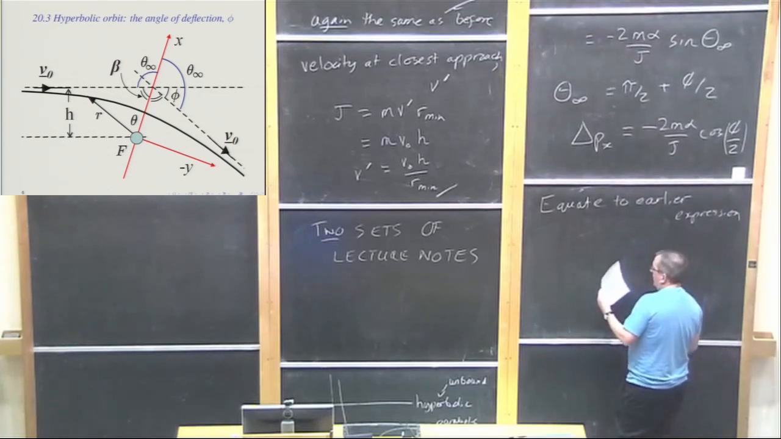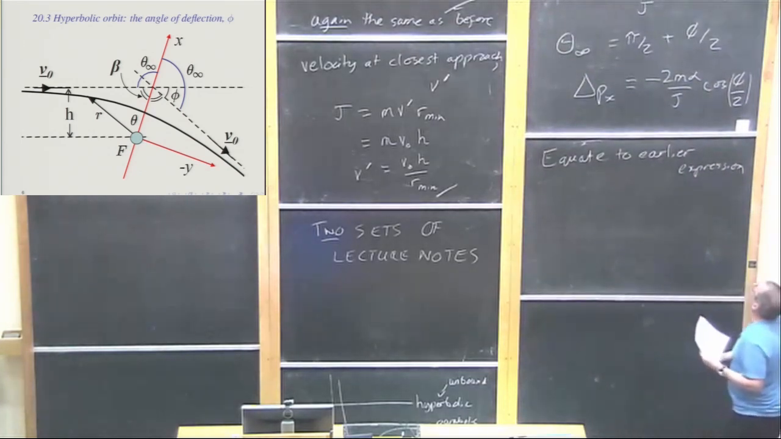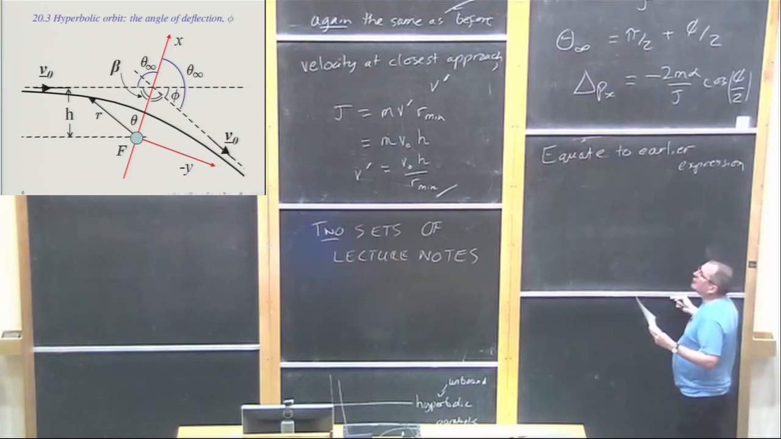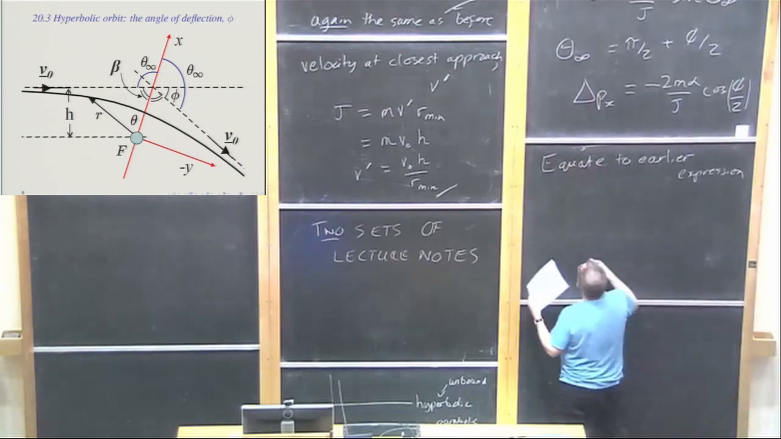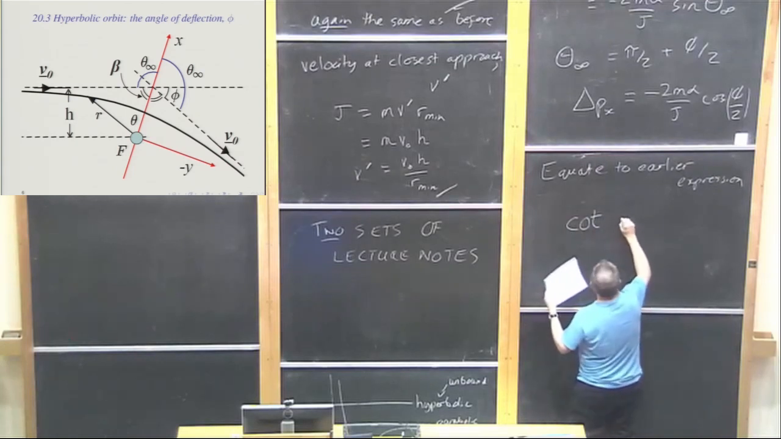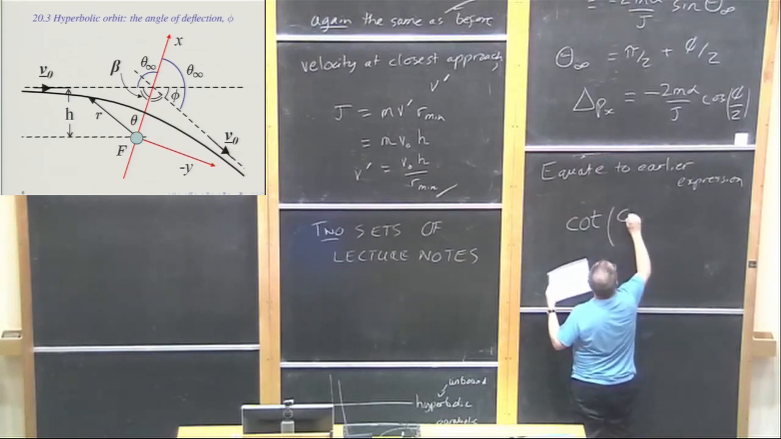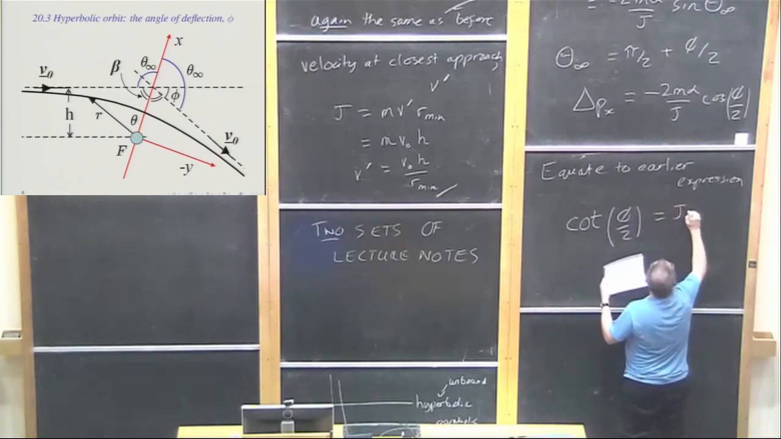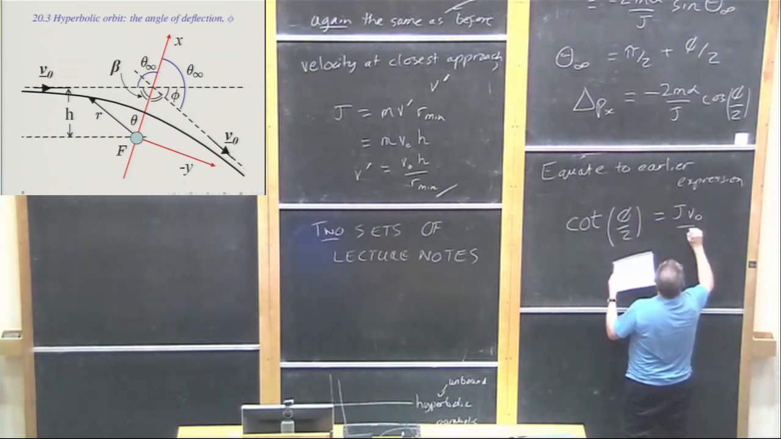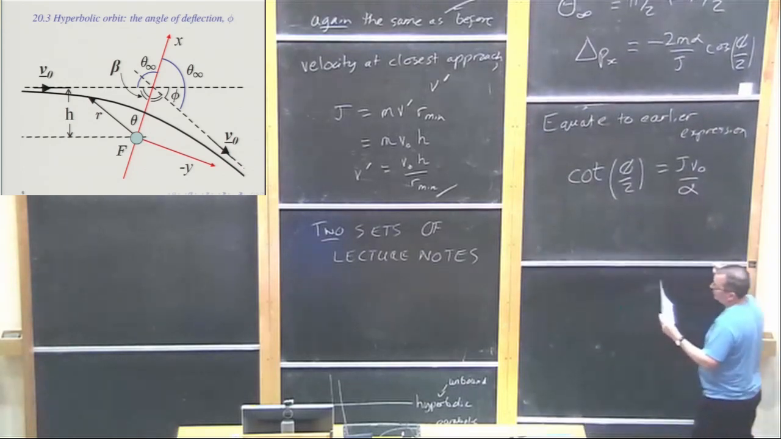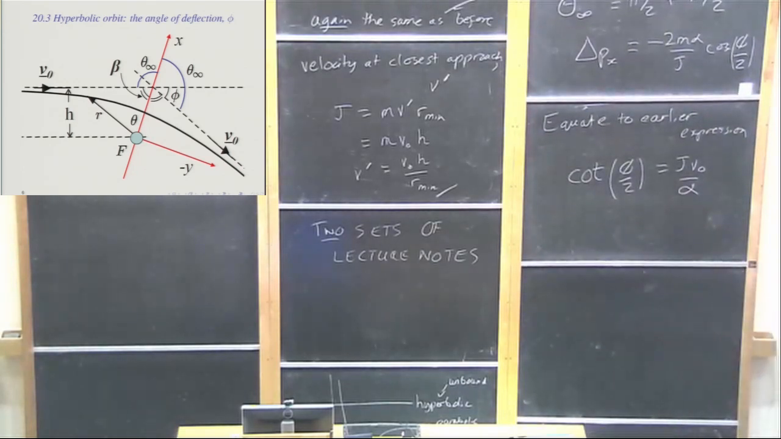One involves sine phi over 2, one involves cosine phi over 2. So that's going to give you a tan, or conventionally we tend to write this as a cot. So you end up with cot phi over 2 equals j v0 over alpha. You will see that from just the simple combination of the two expressions, dividing one through by the other.